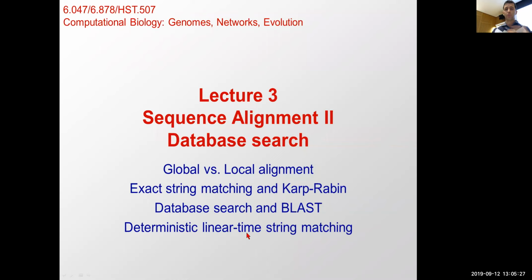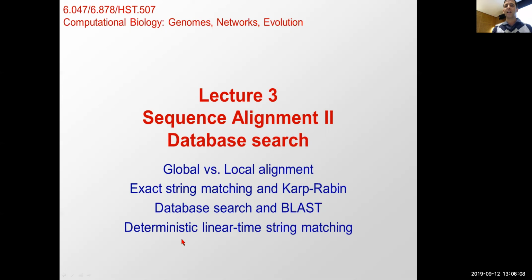So basically, we're going to distinguish global alignment, which we learned about on Tuesday, from local alignment. And we're going to look at ways of doing it way, way faster using exact string matching, a probabilistic version of exact string matching. We're going to look at a numerical interpretation of long strings. And then we're going to build up the toolkit that we're going to use for the BLAST algorithm. And then if time permits, and if you guys are up for something greatly harder, we're going to look at deterministic linear time string matching.